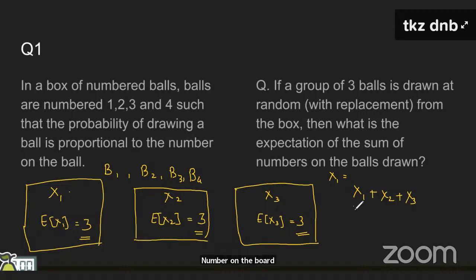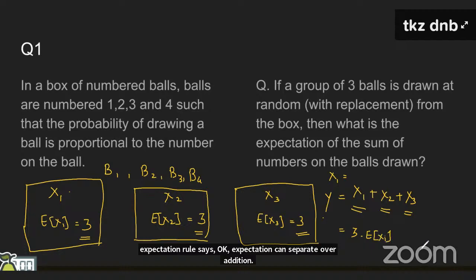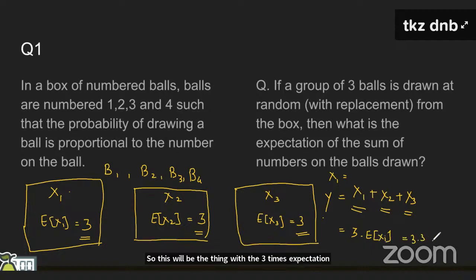So this is the first ball on which some number will be there, some number will be there on ball 2, and some number will be there on ball 3. So 3 balls are chosen and you want to calculate the expected value of this sum. Then you will apply the expectation rule. Expectation can separate over addition, so this will be nothing but 3 times expectation of Xi, which is 3 times 3, which is equal to 9.